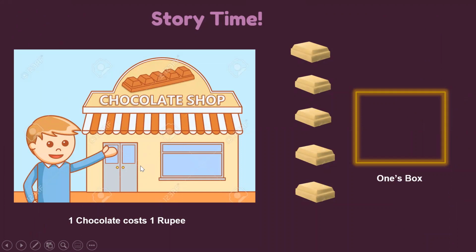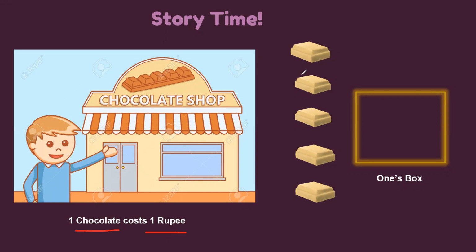So here we have a boy named Alex. He goes to a chocolate shop and he sees a lot of chocolates in front of him. After purchasing the chocolates, he goes to the cash counter and over there he observes that one chocolate costs 1 rupee. So he buys a total of 5 chocolates.